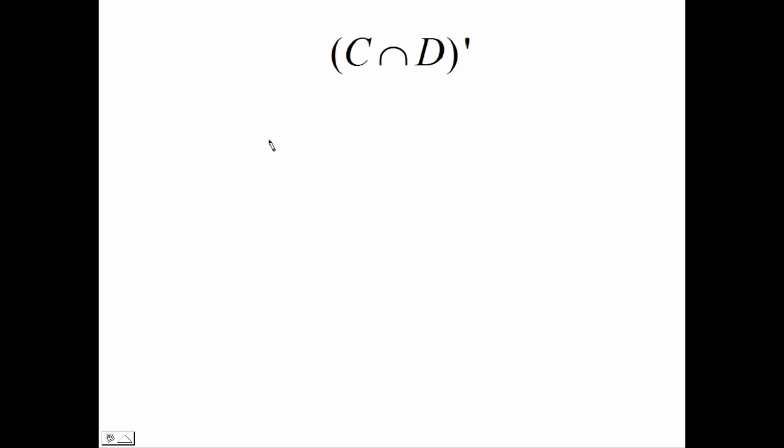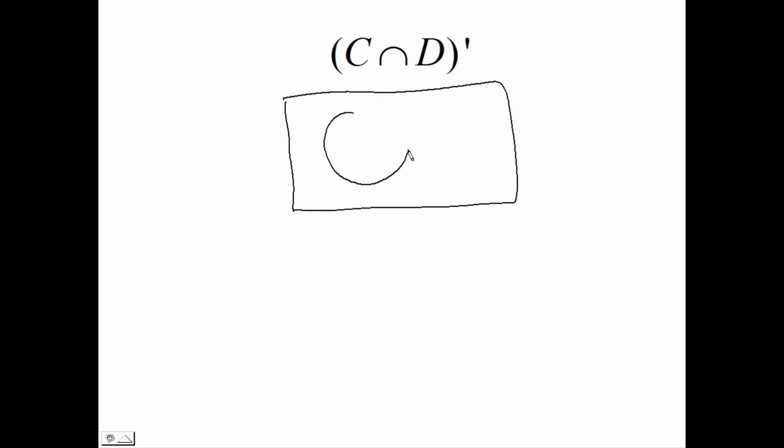The complement of C intersect D. Here's C. Here's D. Well, where is C intersect D? This little area in the middle, right? Those are the people who own both a cat and a dog.